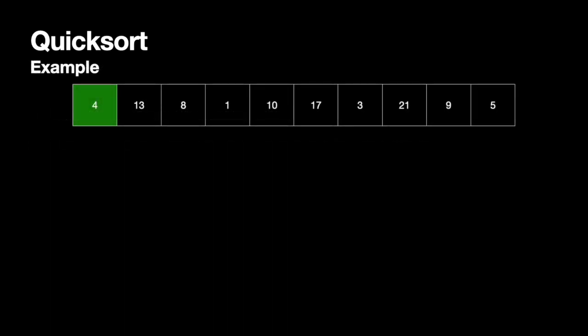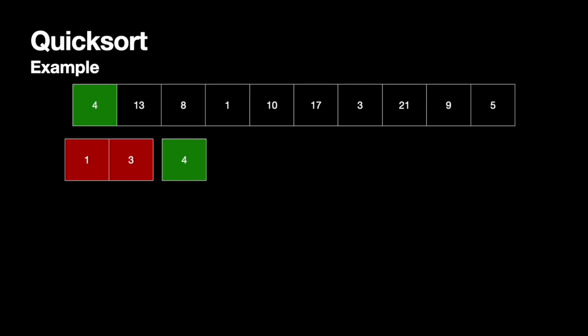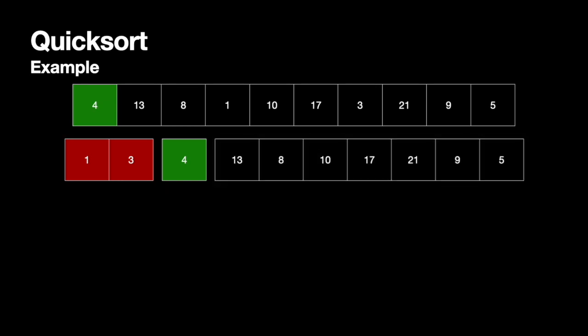In this example, there's a list of 10 numbers in random order. The first number in the list is selected as the pivot, and the remaining numbers are sorted as less than the pivot or greater than the pivot, and placed in separate sublists.